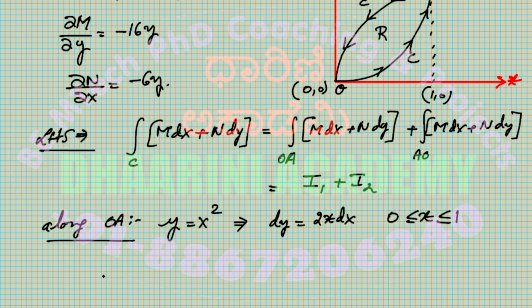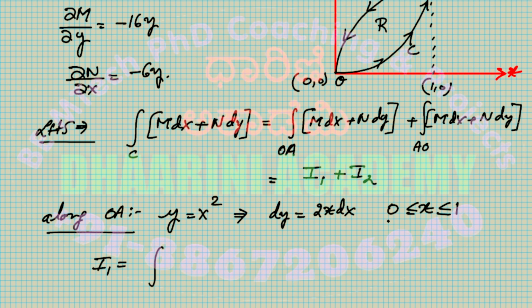Okay, let's do this. Let me try to write I1 now, because I1 is what I have assigned for OA, right? What is the limit? You can put only one limit, either y or x, right? I have already chosen x here.